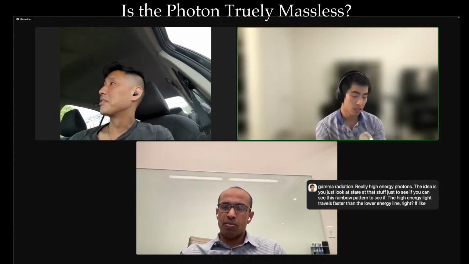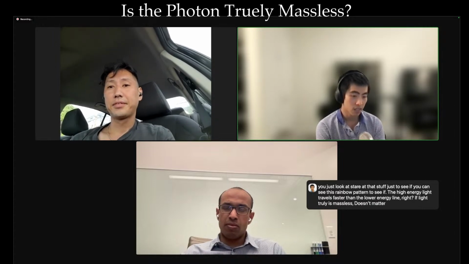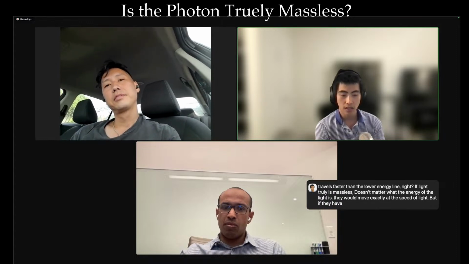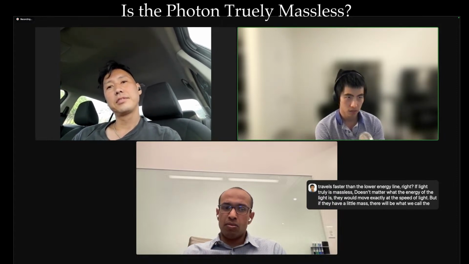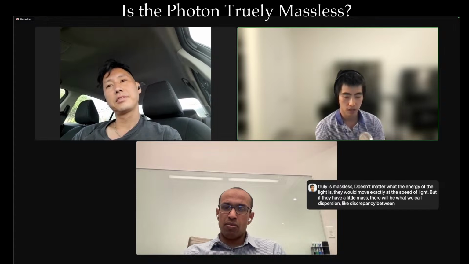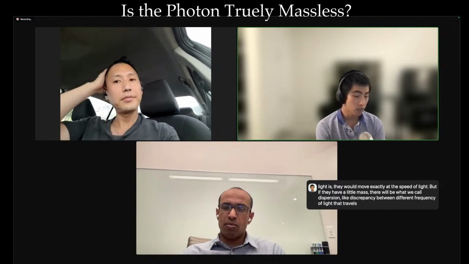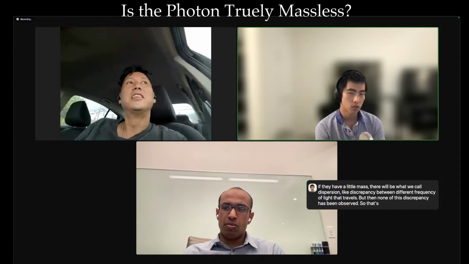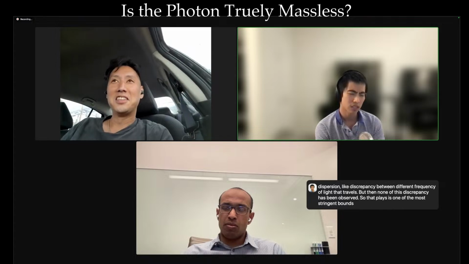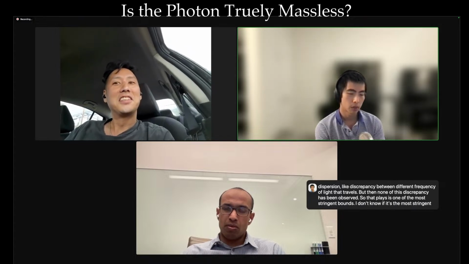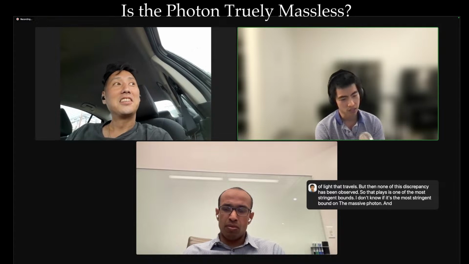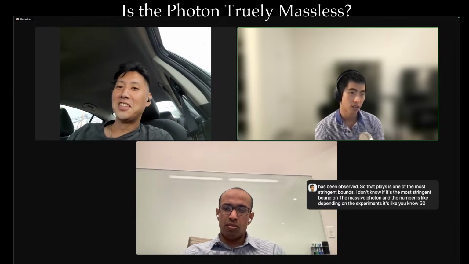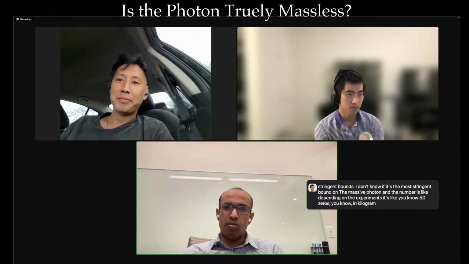If light truly is massless, it doesn't matter what the energy of the light is, they would move exactly at the speed of light. But if they have a little mass, there will be what we call a dispersion, a discrepancy between different frequencies of light that travel. But none of this discrepancy has been observed. So that places one of the most stringent bounds. I don't know if it's the most stringent bound on the mass of the photon. And the number, depending on the experiments, is like 50 zeros, in kilograms, something like that.